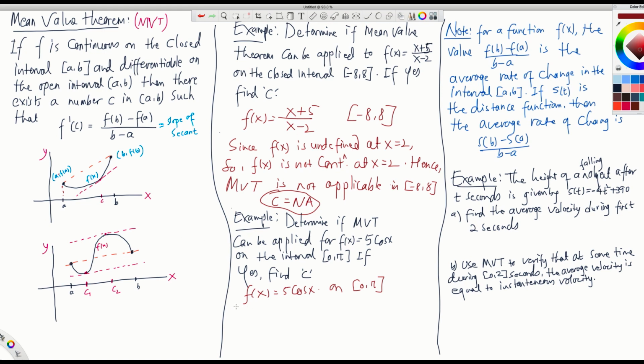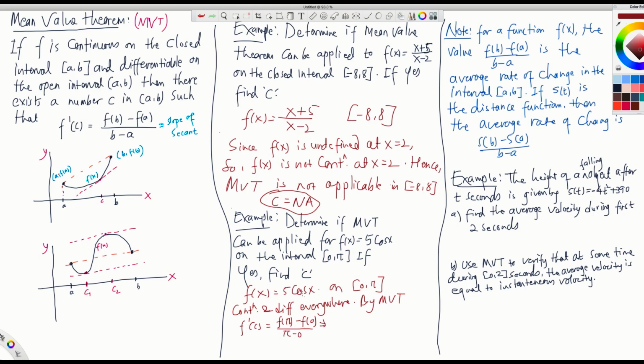Then it is continuous and differentiable everywhere. So it will be continuous and differentiable on this interval too. So by the mean value theorem, you can write f prime of C equals f of pi minus f at 0 over pi minus 0, right?